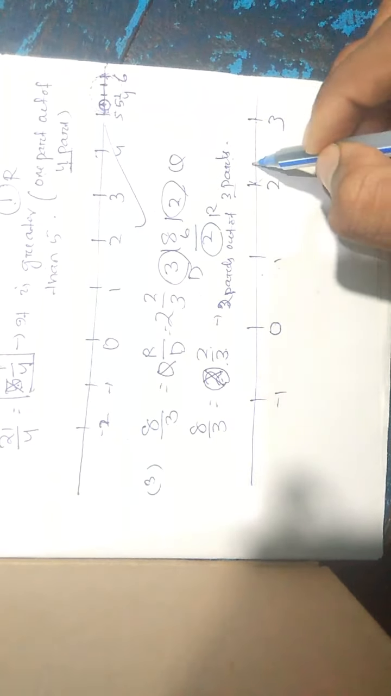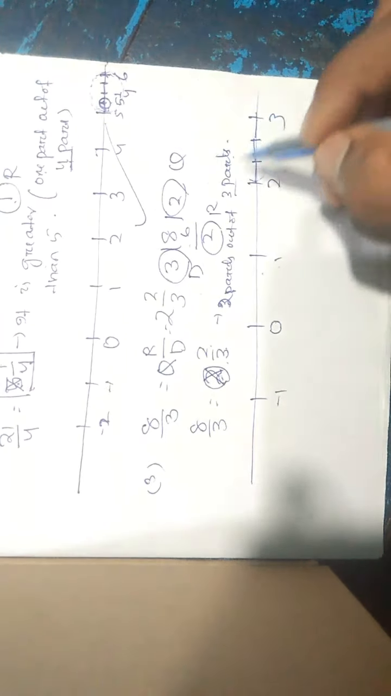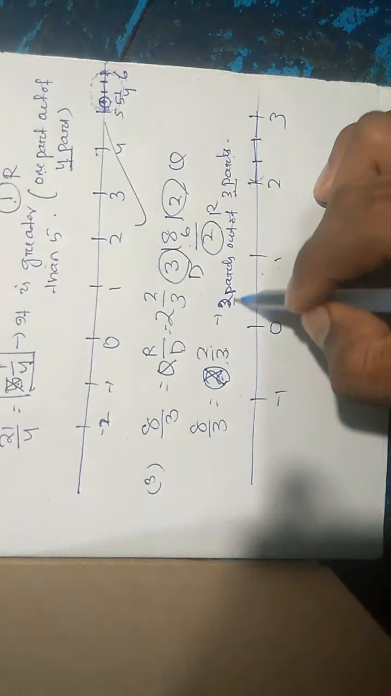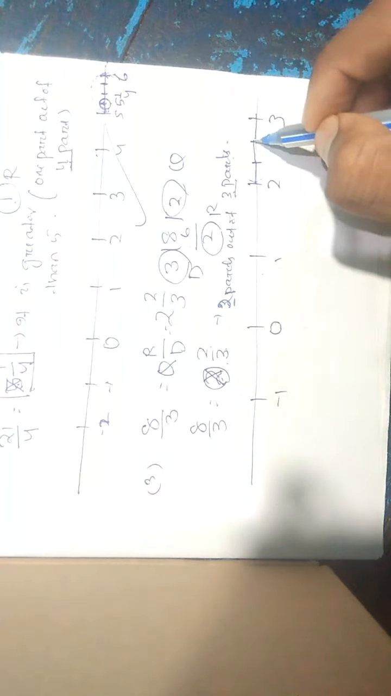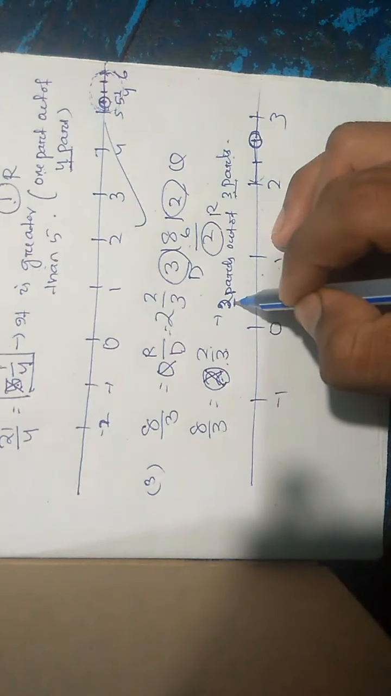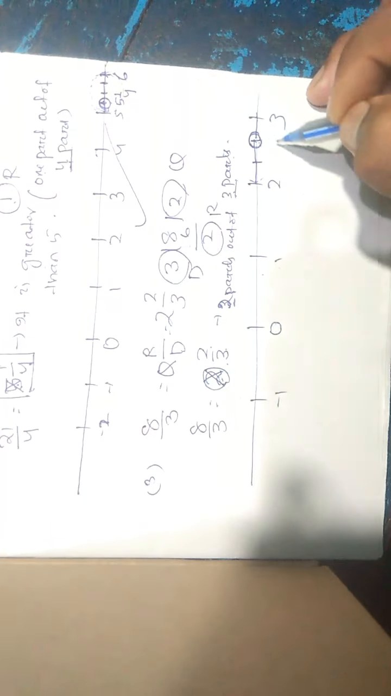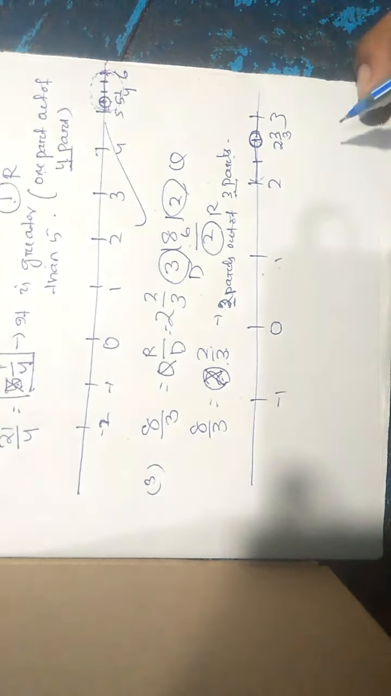How? By just drawing 2 lines. So it will be first part, second part, third part. So it is divided into 3 parts. So from the 3 parts we have to take 2 parts out. So this is the first part, this is the second part. Okay, this is the second part, and we need the second part. So this point is represented by 2 whole 2 by 3.